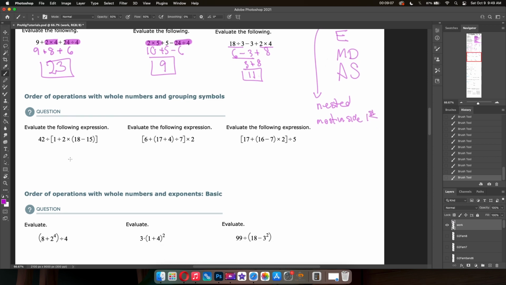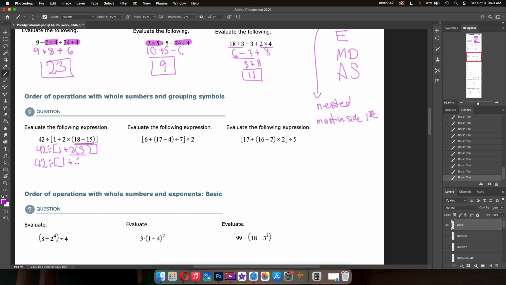So when I'm looking at this one down here, I have that parentheses and that parentheses. And sweet Jiminy Cricket, the horror, what do I do? That one is the one that's the most inside, ergo, that's the one that I do first. So 42, I'm not touching, divided by 1 plus 2 times, what's 18 minus 15? 3. Then inside the parentheses, I have a couple of things to do here. I have the plus, and then I have the 2 times 3, which means I'm going to do the 2 times 3 first.